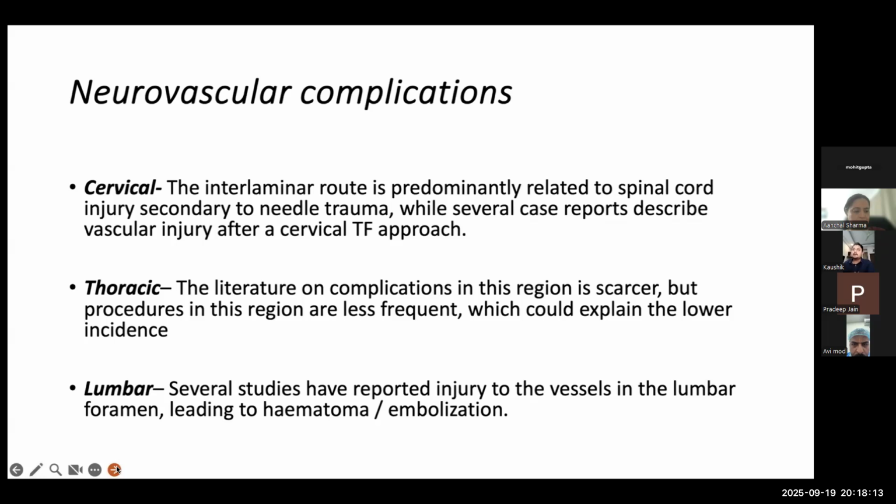So coming to the neurovascular complications, in the cervical region, several case reports describe vascular injury after a cervical transforaminal approach, whereas the interlaminar route is related to spinal cord injuries. In the thoracic region, again, there is very little literature to support the incidence of any complications. And in the lumbar region, again, several studies have reported injury to the vessels leading to hematoma and embolization.